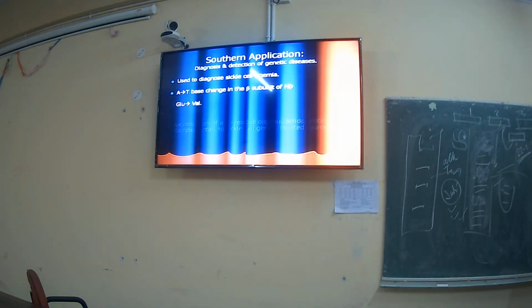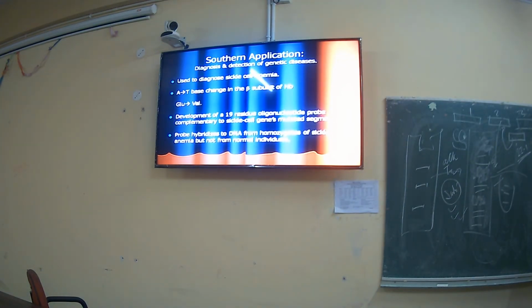The most important thing for any technique is its application, where you have to apply it. The first application is diagnosis and detection of genetic disease. Any disease, for instance sickle cell anemia, can be recognized by Southern blotting. It is one example of Southern blotting that it is used to diagnose sickle cell anemia.